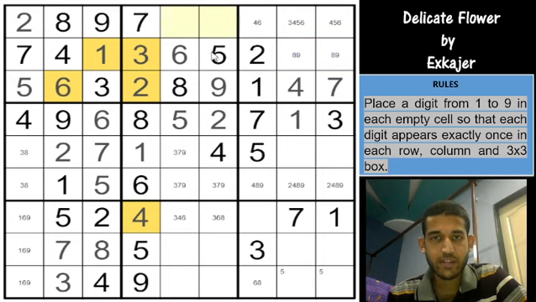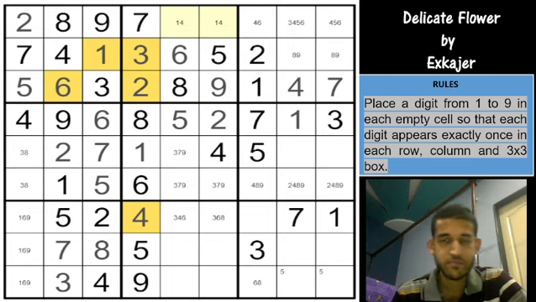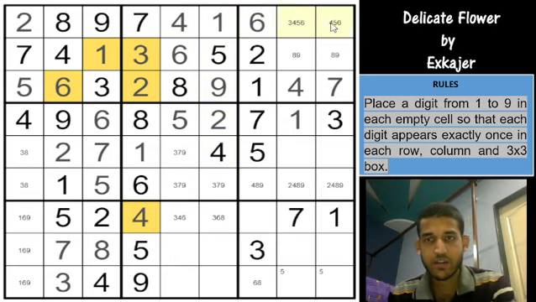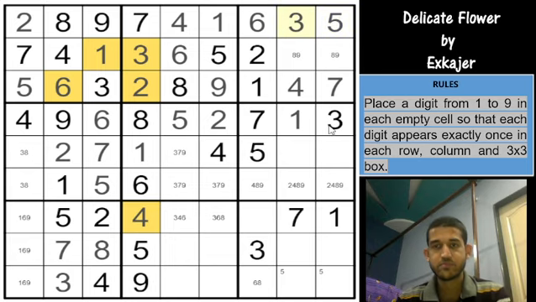And now these two cells can't be 3, 5, 6, 7, 2, 8, 9, so they become 1 and 4. 4 gets eliminated, so that is 1, that is 4, and this 4 gives me a 6 here, and these must be a 3 and a 5. 3 is immediately eliminated, so this is a 5, that is a 3.